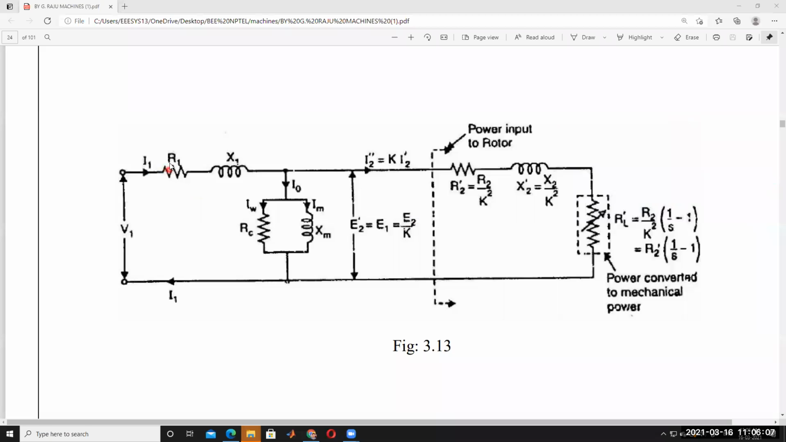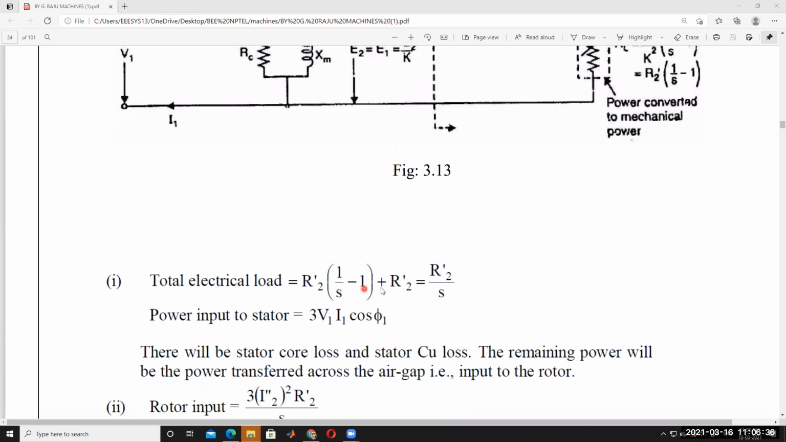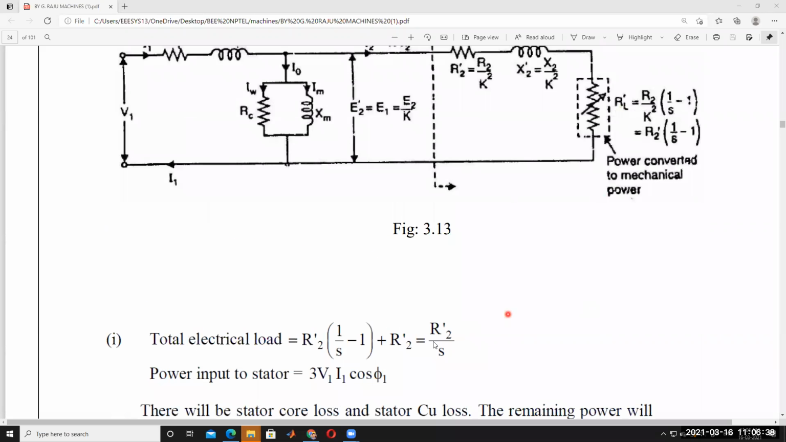Here R1 and RC: R1 is the primary stator winding resistance, and RC is the stator core loss component, same as the core loss component in a transformer. The total electrical load R2' equals (1/S minus 1) R2' plus R2', which equals R2'/S. You know this well.